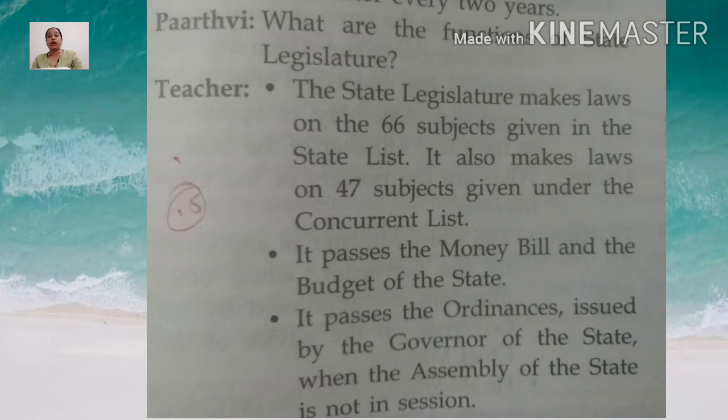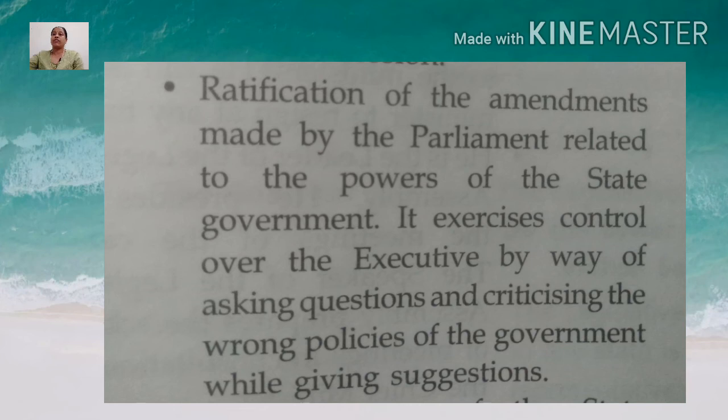Now I am going to tell you the list of what is the work of that. It passes the ordinance issued by the governor of the state when the assembly of the state is not in session. Rectification of the amendment made by the parliament related to the powers of the state government. Rectification means to do the correction in the amendment made by the parliament related to the powers of the state government.